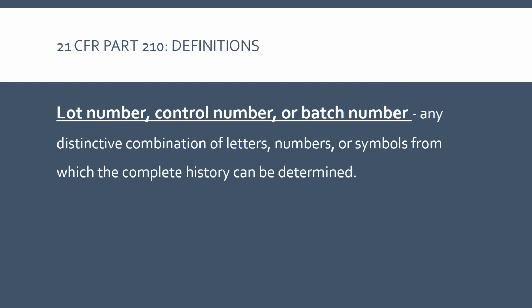In pharmaceuticals, you will hear terms lot number, control number, or batch number. These are any distinctive combination of letters, numbers, or symbols from which the complete history can be determined.